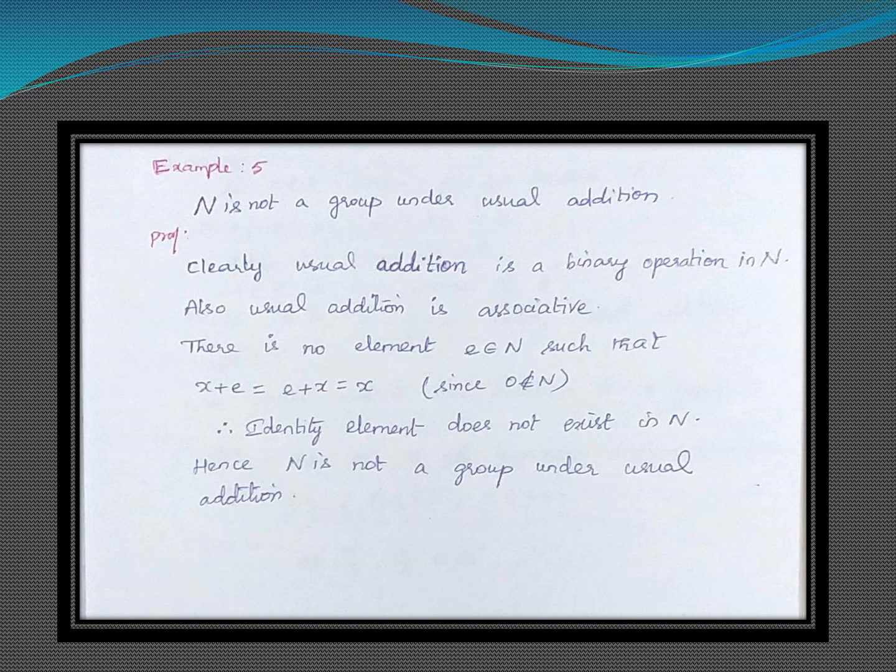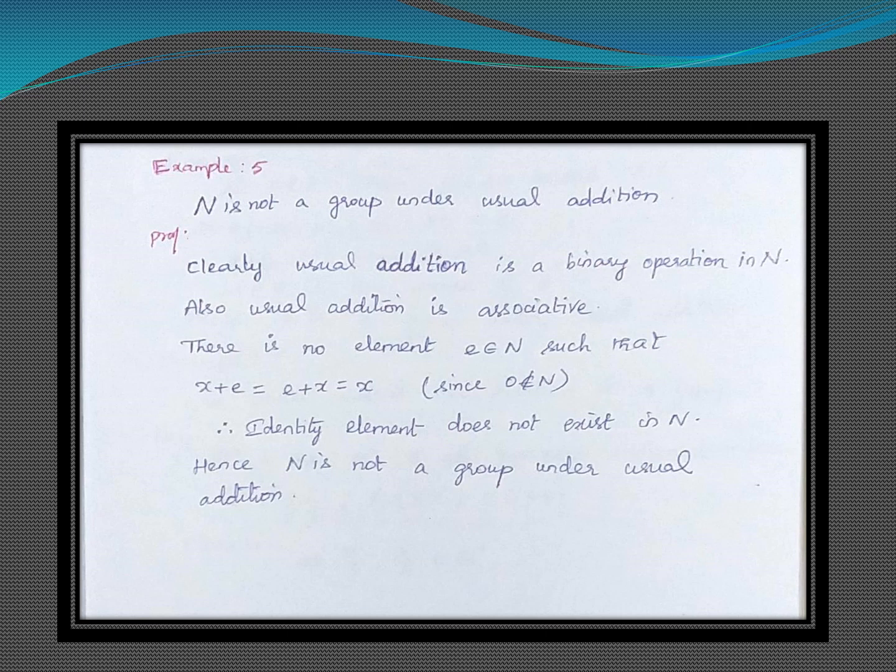Next comes the third property, identity. We are going to find an identity element. E belongs to N. That is, E is a natural number which satisfies the condition A star E equal to E star A equal to A. That is, here we are going to find the element E such that X plus E equal to E plus X equal to X, where X belongs to N, X is a natural number. This condition is possible only when E equal to 0. That is, X plus 0 equal to 0 plus X equal to X.